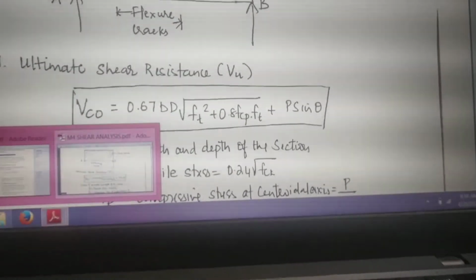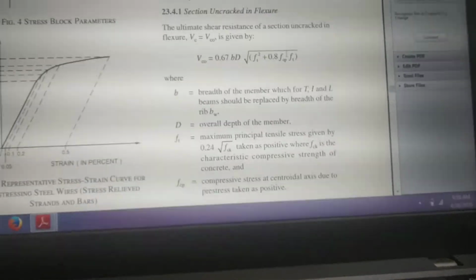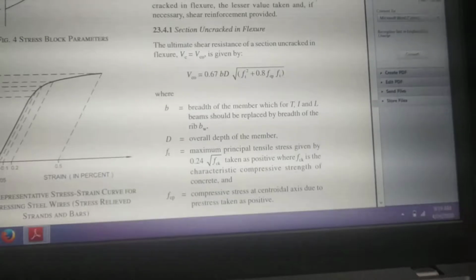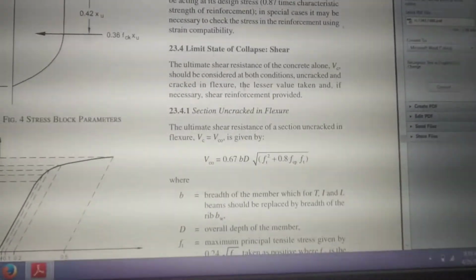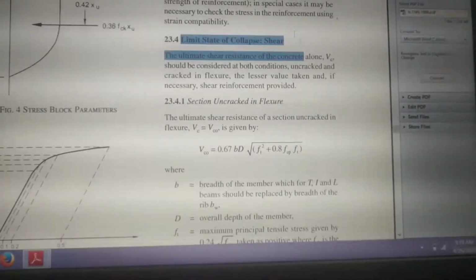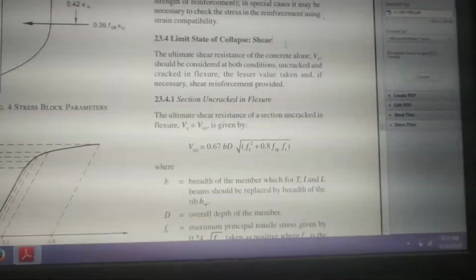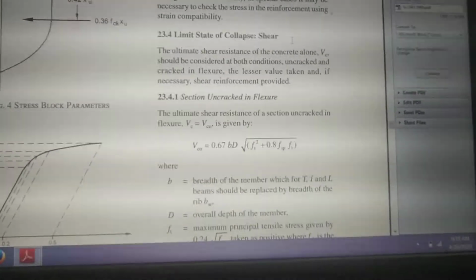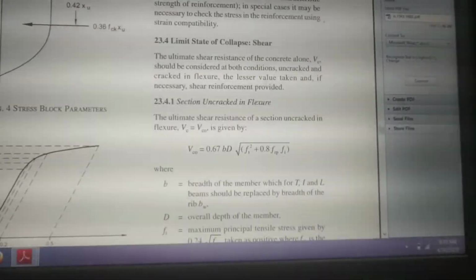Before we go with the content of the syllabus, first we shall have a look at the IS 1343 codal provision. There is a separate clause in the IS 1343 code regarding limit state of collapse for shear. Here the ultimate shear resistance of the concrete alone should be considered at both conditions, uncracked and cracked in flexure. The lesser value is taken, and if necessary shear reinforcement will be provided.